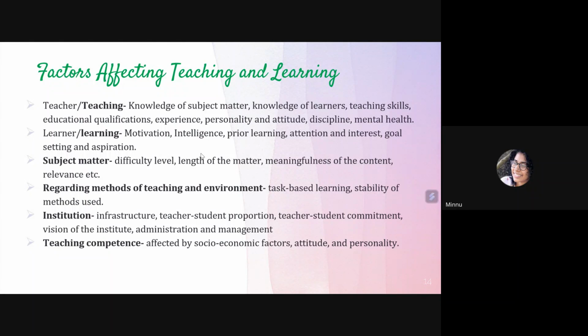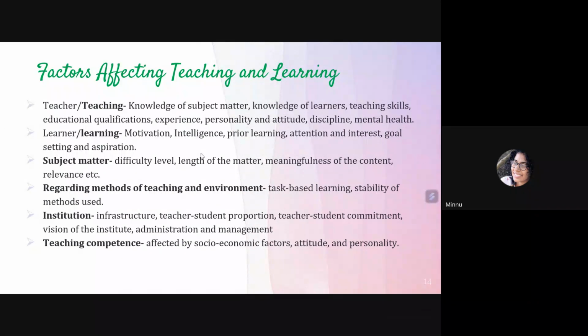Next is the institution. If there is proper infrastructure or proper facilities, all these things would impact the depth in which we can learn something. Right. So the teacher-student proportion, the teacher-student commitment, vision of the institute, the administration, the management. We all must be familiar with at least whatever is happening in our university. The administration, management, and how things are happening are all very important when it comes to the process of teaching and learning.